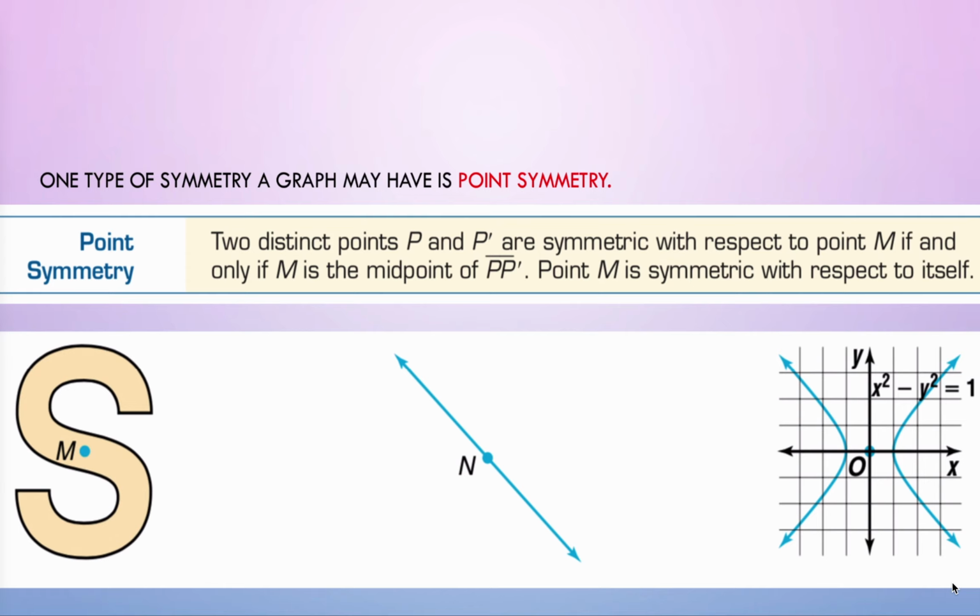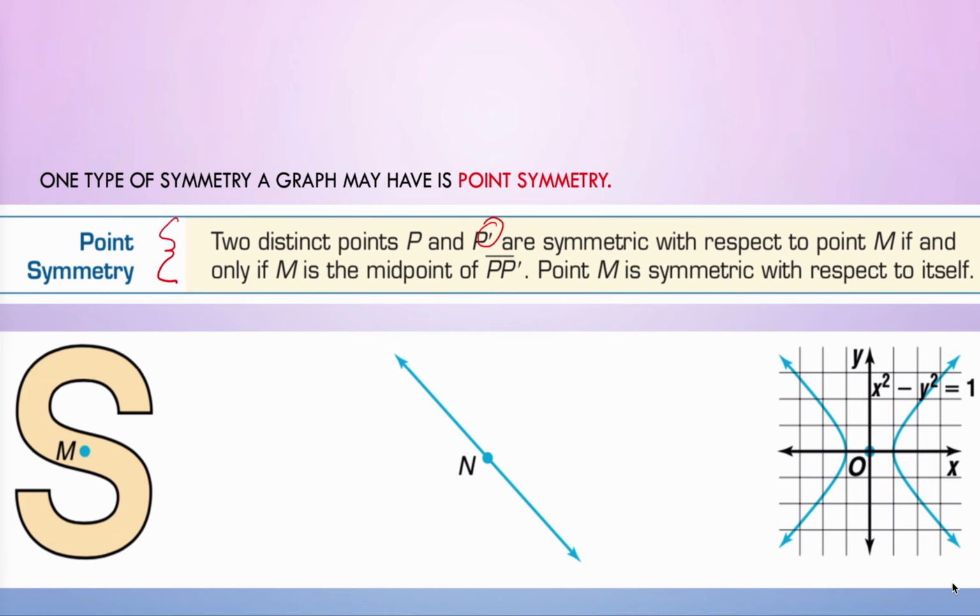So this is the official mathy definition of point symmetry. Two distinct points, P and P prime. We read that symbol as prime. P and P prime are symmetric with respect to point M if and only if M is the midpoint of the line from P to P prime. And point M is symmetric with respect to itself.